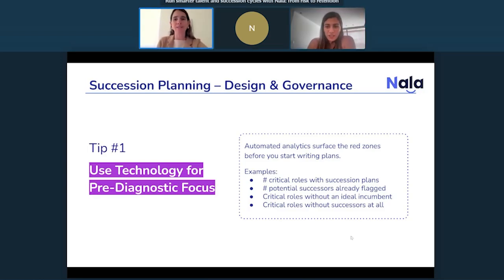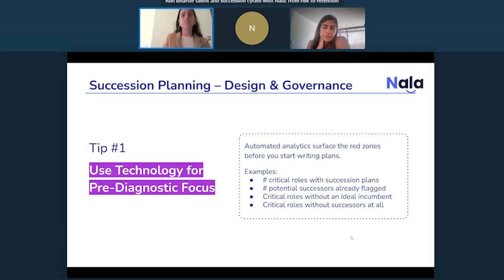Perfect. Okay, so let's start with tip number 1, and we're going to talk about the design phase. The first tip is how important it is to use technology so that we can have a pre-diagnostic focus. What do I mean by this? A lot of you work in large companies with complex organizational structures, so you cannot try to design succession plans for everything, for everyone, and for every role in the company. So it's important that you have a software or a system or a mechanism that's going to help you surface the red zones before you start the actual exercise of writing those plans and allocating resources to them.